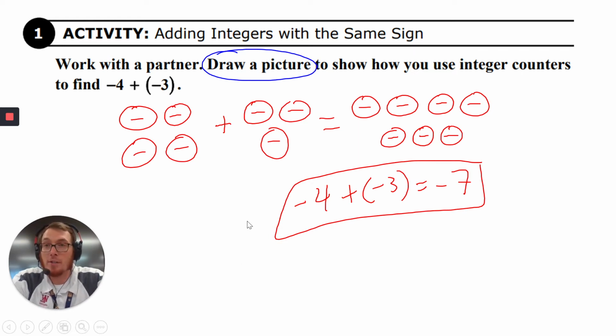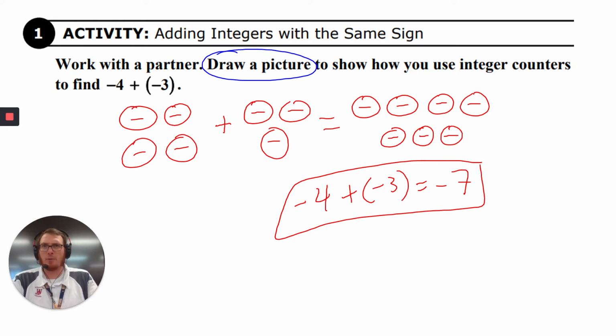So this first question says to take -4 plus -3. -4, I'm going to represent with a circle. These are called integer counters, with a minus sign in them. So -4 has 4 of them, and -3 has 3 of them. If I add them together, think of it like there's a pile of 4 and a pile of 3, and just put them together. Then there's going to be 7 of them, and there's just 7 of those negative integer counters.